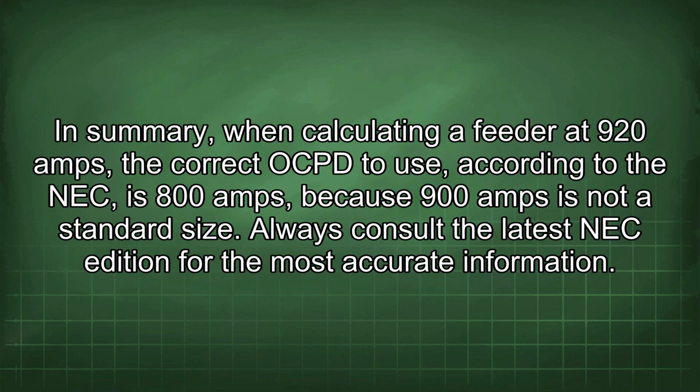In summary, when calculating a feeder at 920 amps, the correct OCPD to use according to the NEC is 800 amps because 900 amps is not a standard size. Always consult the latest NEC edition for the most accurate information.